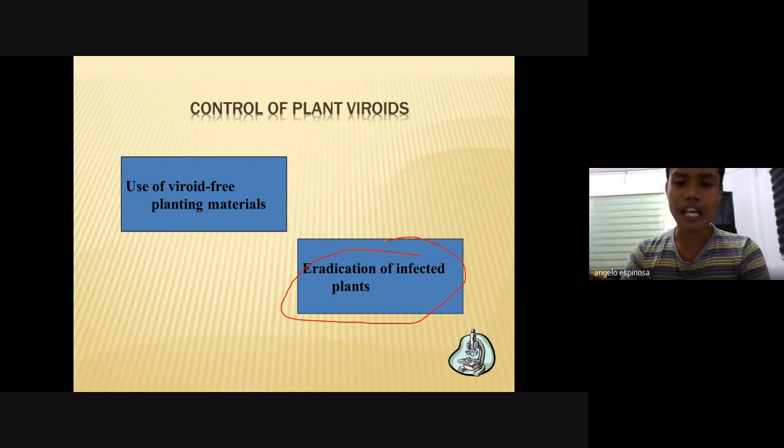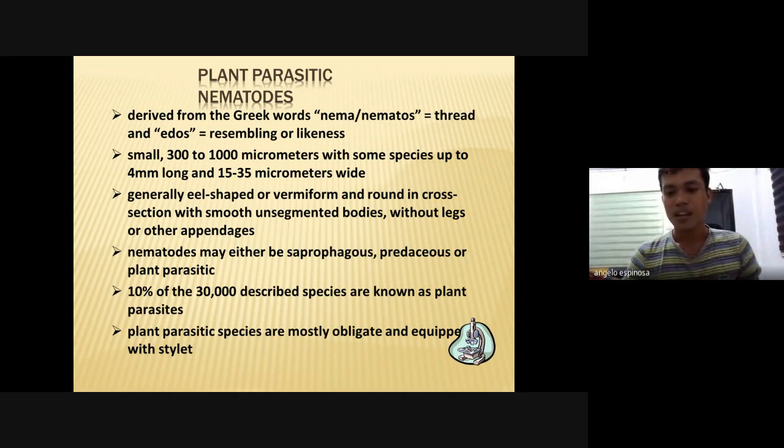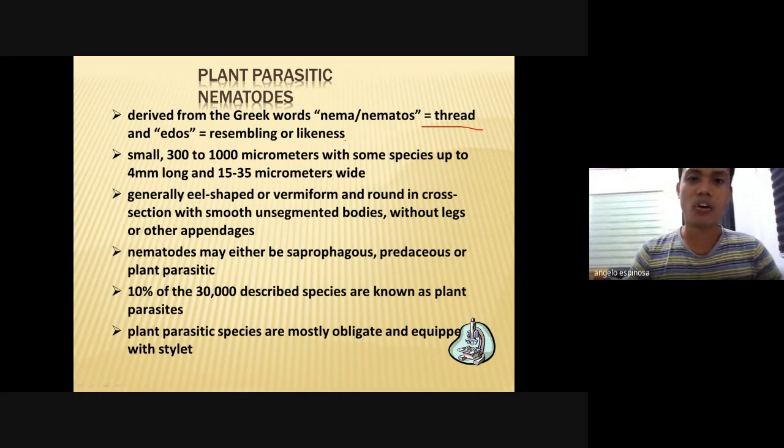Okay? Next, we have plant parasitic nematodes. So we are done with the viroids. Did you understand the viroids? Naintindihan ba ang viroids? Sir, smaller than ano ba yan? Virus? Yes. Smaller than virus. Okay? Very good, kasi naintindihan. So let's proceed to plant parasitic nematodes or nematology. Nematodes derived from the Greek word nematodes meaning thread-like. O, para siyang thread-like, and eidos resembling or likeness.